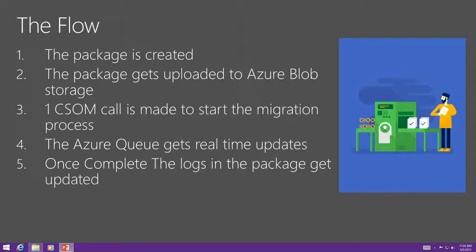The flow. So as a developer, you're going to use the API. What you should think the flow is going to look like: the first step is going to be to create the package. The second step is going to be uploading it to the Azure Blob Storage. Like I said, there are multiple ways you can do this, either shipping a hard drive or doing it through a network.